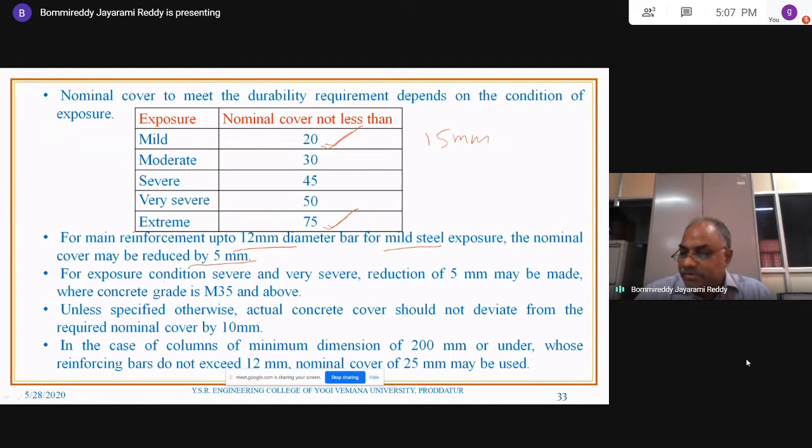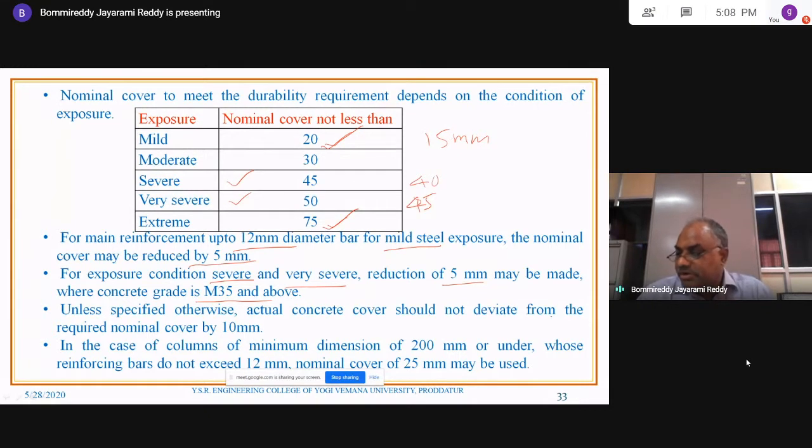Similarly, for exposure conditions severe and very severe, a reduction of 5 mm may be made when the concrete grade is M35 and more. So for severe and very severe cases, if the grade of concrete is M35, M40, M45, etc., you can reduce 5 mm. That is 45 minus 5, you can reduce it to 40.